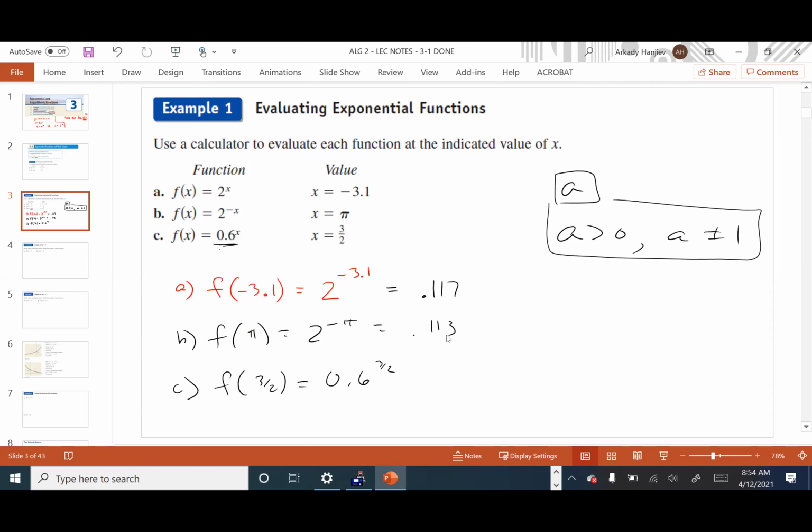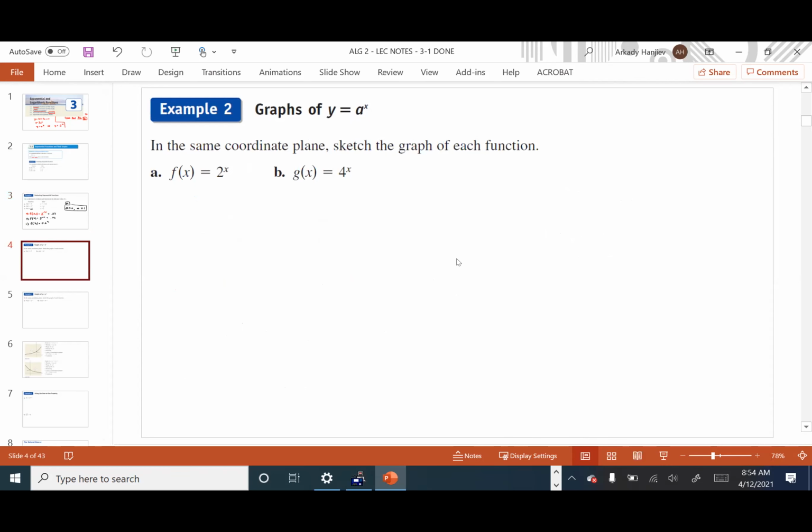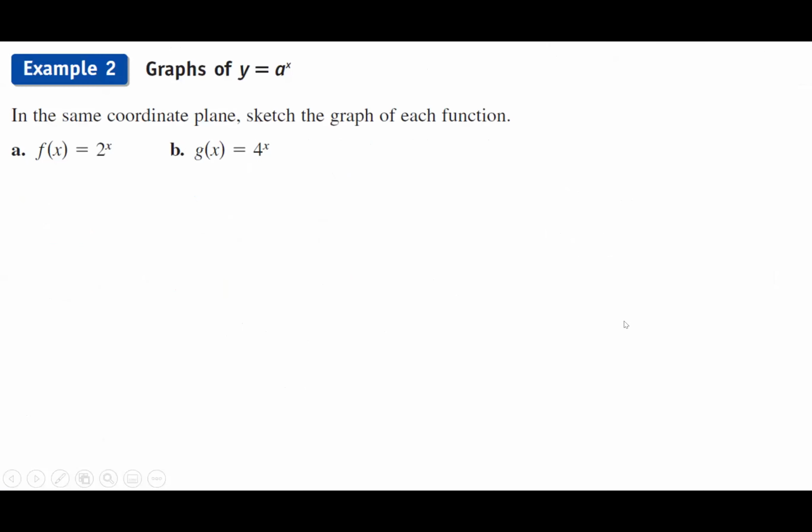Next is, what do the graphs of these guys look like? So can you graph 2 to the x and then graph 4 to the x in the same axes here? So let's graph it first of all, before we do it on calculator, let's graph it manually. And here's how we do it. Whenever we don't know how to graph anything, we always go back to a table, because a table will get us what we need. We'll go from there.